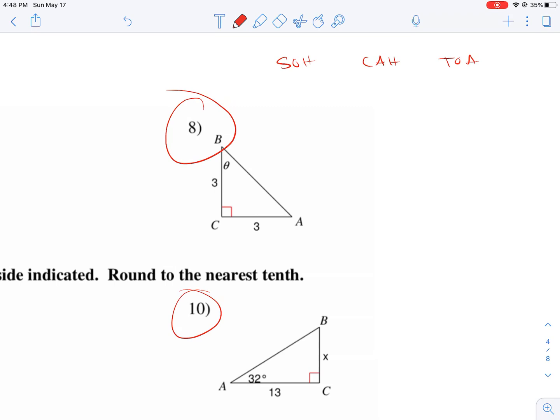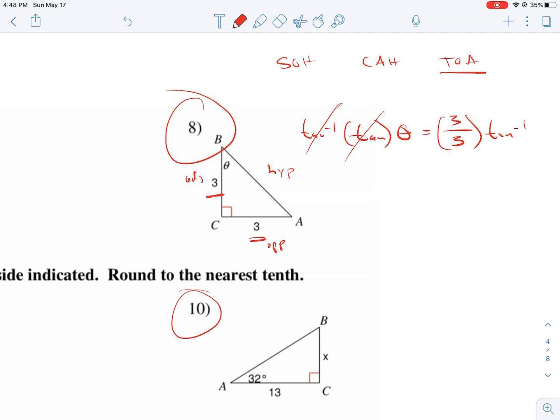Okay, this one, they give us the sides, and we're missing the angle. Remember this is our hypotenuse, this is our adjacent side, this is our opposite side. The one that involves opposite and adjacent is tan. So the tan of theta is equal to 3/3, which is just 1. So we're going to take the inverse tan of both sides. By doing so, the tans cancel on the left, and you get the inverse tan of 3/3, which is just 1. So the inverse tan of 1 is 45 degrees. And we'll get into that part later, all right?